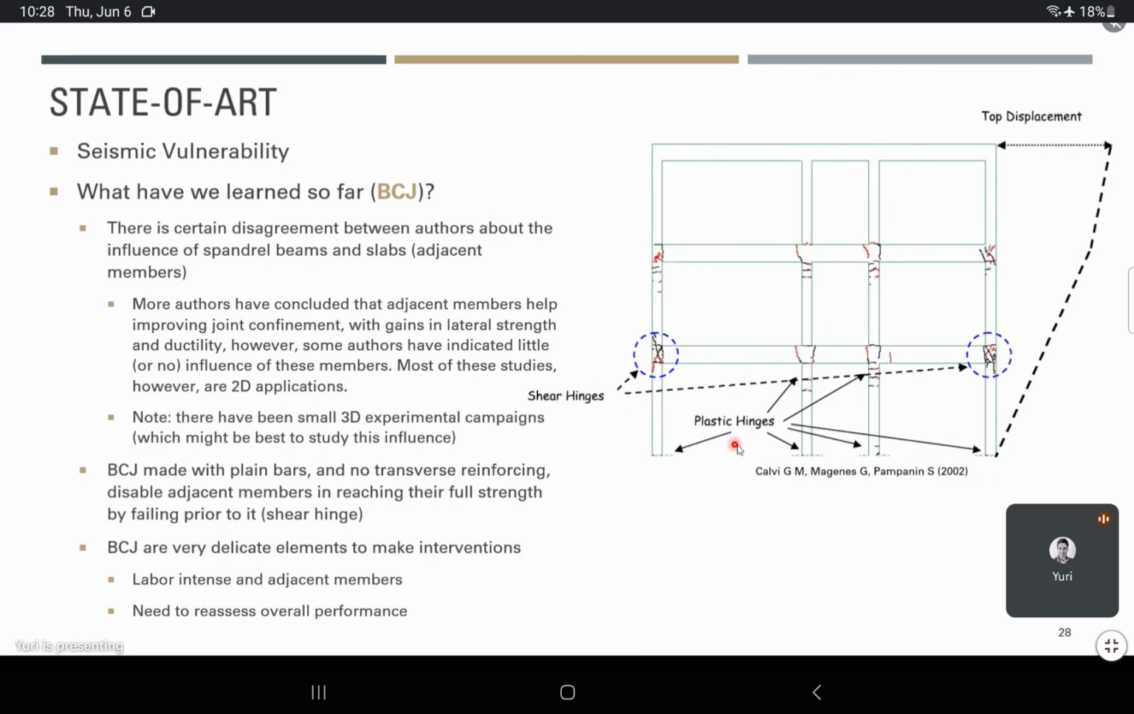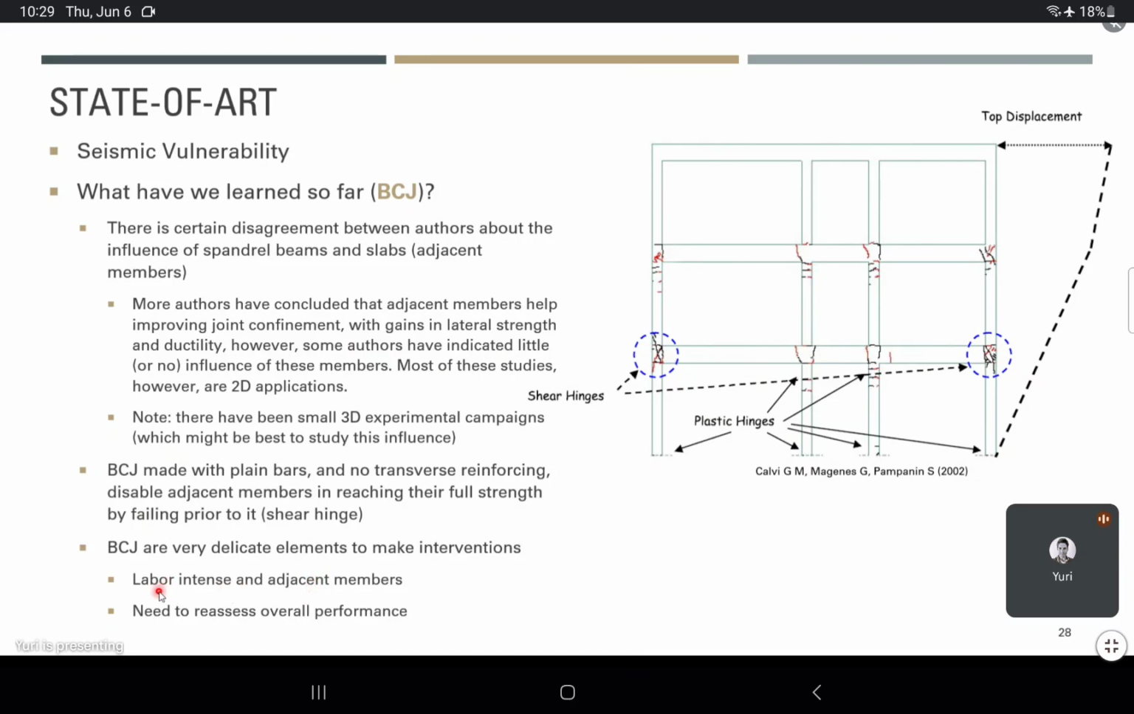And as you can see, the first floor is usually more subject to damage. And before the plastic hinge can be reached in elements such as columns, because this was a weak column, strong beam type of structure, we had seen that type of shear hinge or sudden shear failure being developed earlier, in earlier states. Okay. So beam column joints are very delicate elements to make interventions on. This is something very, very difficult.